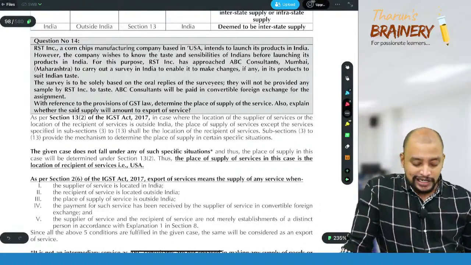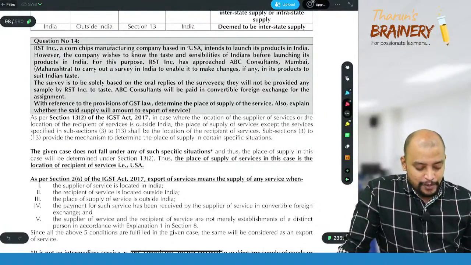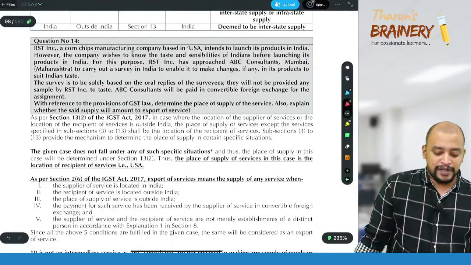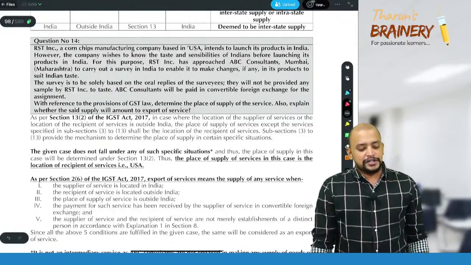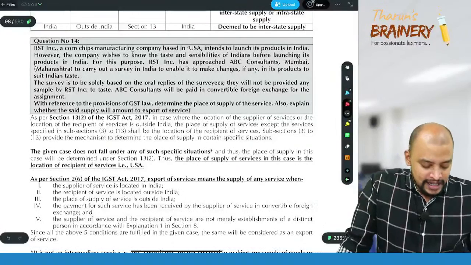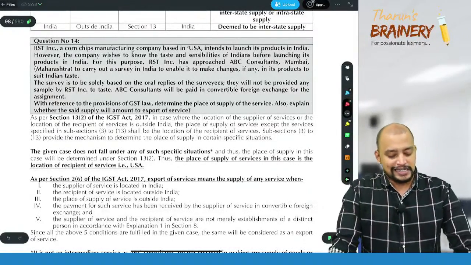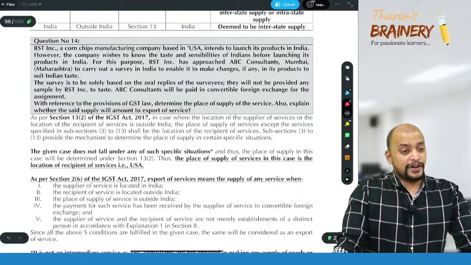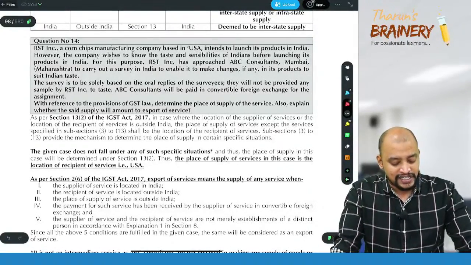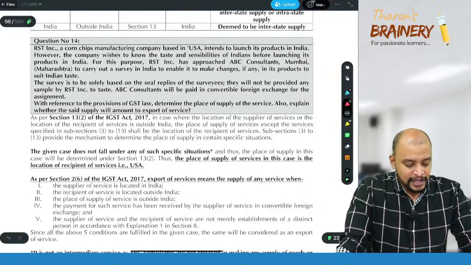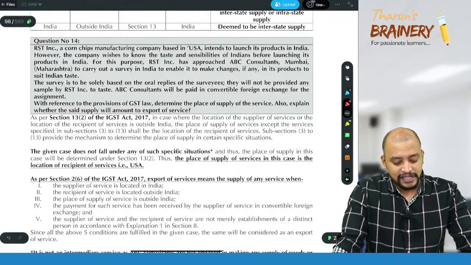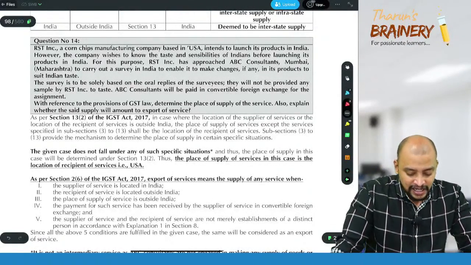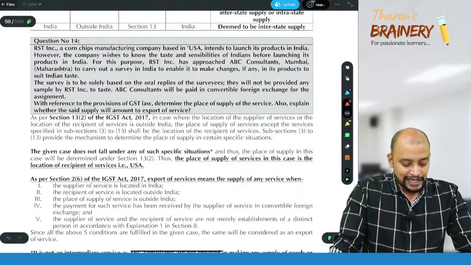Question number 14. RST Incorporation, a corn chips manufacturing company based in USA, intends to launch its products in India. However, the company wishes to know the taste and sensibility of Indians before launching its products in India. For this purpose, RST Incorporation has approached ABC Consultants, Mumbai, to carry out a survey in India to enable it to make changes, if any, in its product to suit Indian taste.